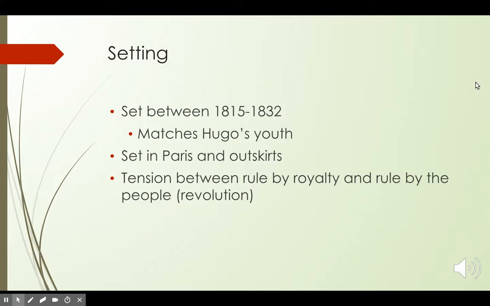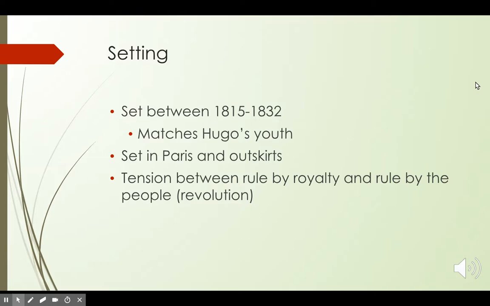The setting of this book is between 1815 and 1832. These dates are important because they just happen to match Hugo's youth. In fact, many say that this book is loosely based on the experiences of Victor Hugo as a young man. Now, this doesn't mean that it's a biography or an autobiography. It just means that this book was inspired by what Hugo went through. We'll talk about that a little more in just a second. This book is set in Paris and its outskirts. That means little villages that surrounded Paris at this time.